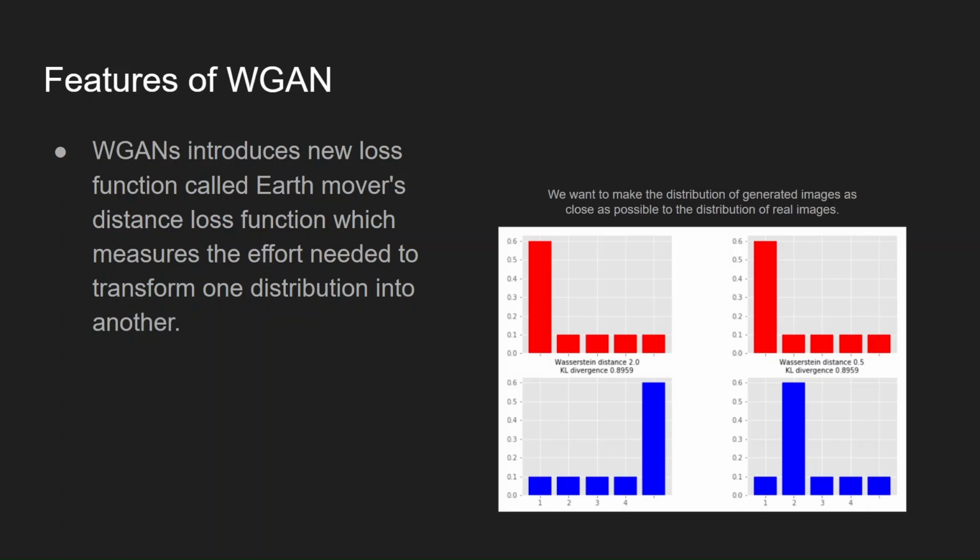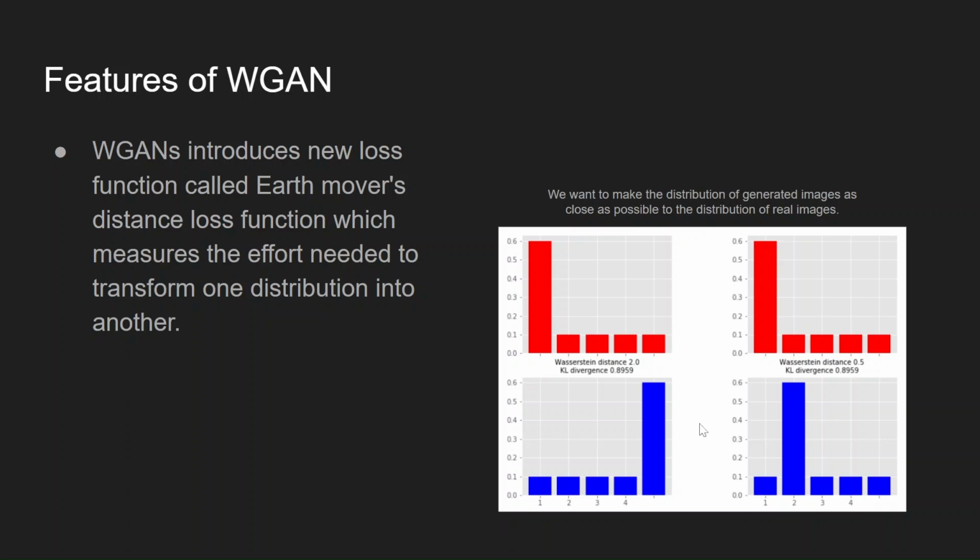The reason is that if you see this plot, this is one pair of distributions and this is another pair of distributions. In the left pair, as you can see, the Wasserstein distance or earth mover distance is 2.0 and the KL divergence is 0.89. But if you look at the right side pair, here the earth mover distance is 0.5 and the KL divergence is still 0.89. So in both cases, the KL divergence loss is the same, but the Wasserstein distance or loss is greater in one case and smaller in the other case.